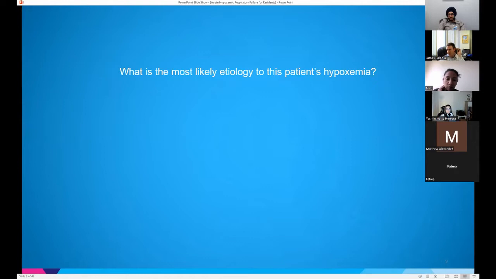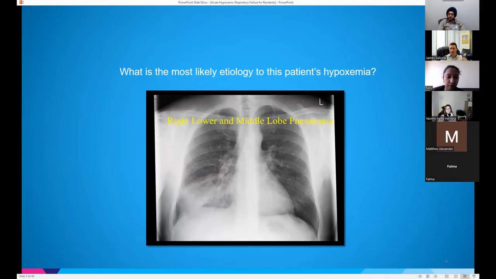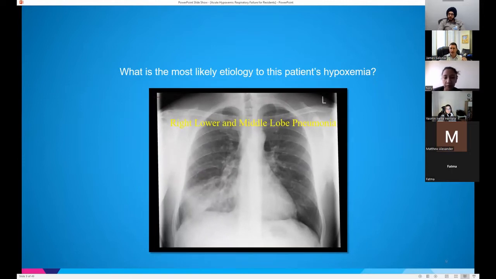So you had this patient come in. What's the most likely etiology of this patient's hypoxemia? Pneumonia. Good. So now you get the chest x-ray and we can read this. Nero, what do you think of the chest x-ray? I see a consolidation in the right lower lobe.